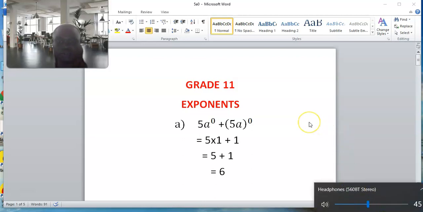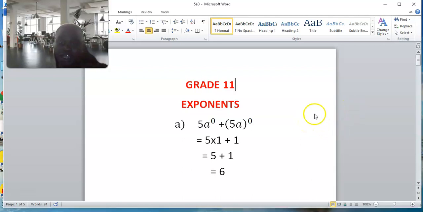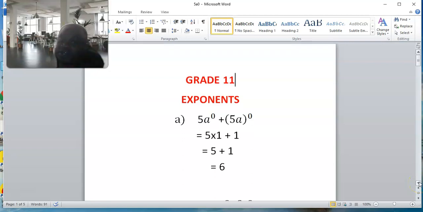Today I want us to look at exponents. Exponents in grade 11. You know, you did exponents in grade 10, also in grade 9 and grade 8. Grade 11, you are still going to do exponents and you will use them in grade 12. With strength and dignity.